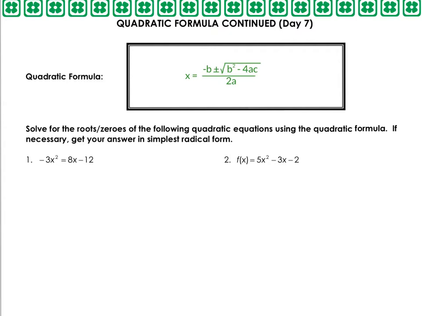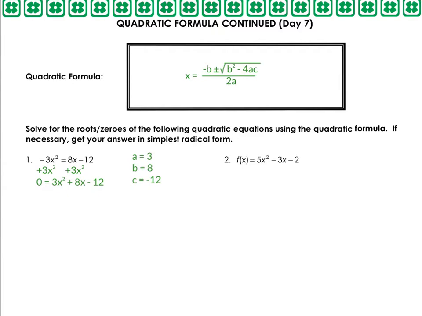So all you really have to do to solve these quadratic equations is to substitute in a, b, and c in place of a, b, and c in the formula. But in order to do that, as with any time we solve for the roots, zeros, or x-intercepts, we need to make sure that our equations are in standard form so that they're equal to 0. In this example, it's negative 3x squared. So I'm actually going to add that to the other side because then I'll have a positive x value, which is good, and it'll all be equal to 0.